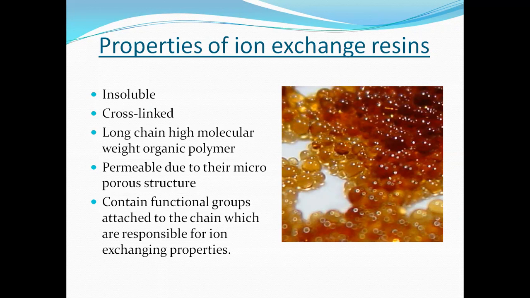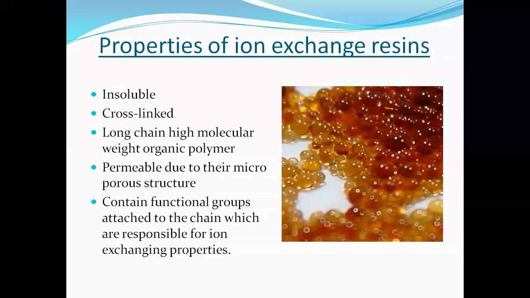So these resins also contain some functional groups. Actually, they don't contain functional groups; we have to introduce functional groups into these resins. They contain functional groups attached to the chain which are responsible for ion exchange properties. If the functional groups are not attached to these resins, they will not act as an ion exchanger. If functional groups are there, then only they can exchange their ions with the other ions. Is it clear, students? Yes?